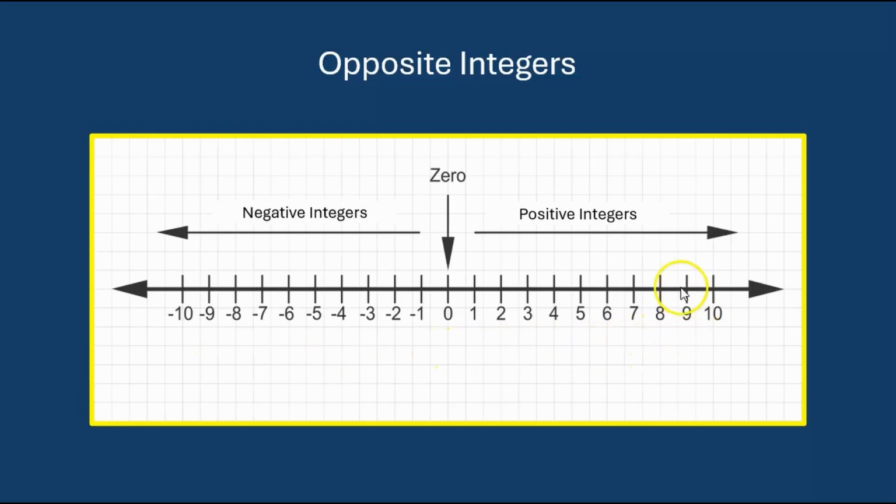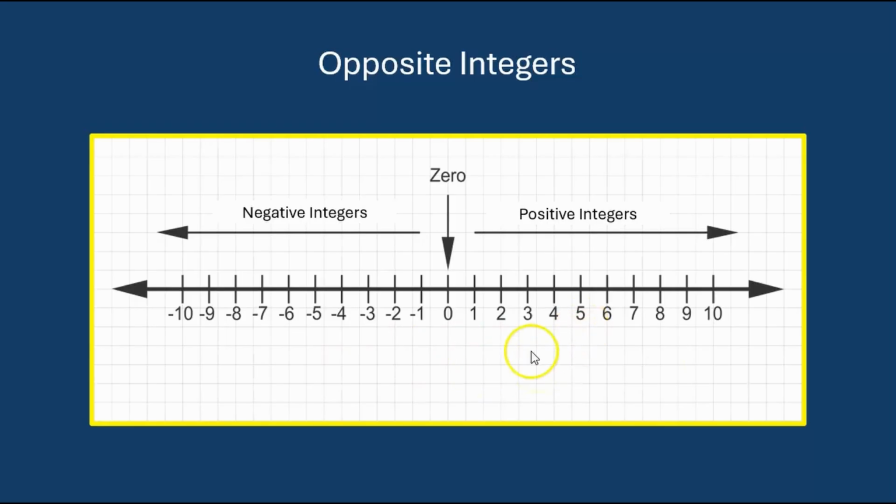Now, every positive integer has an opposite negative integer that's the same distance from 0. It's like a mirror image. For example, the opposite of 4 is -4, and the opposite of -9 is +9. Opposite integers go across 0 just like a mirror, equidistant and on opposite sides.